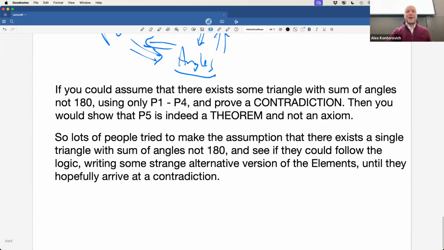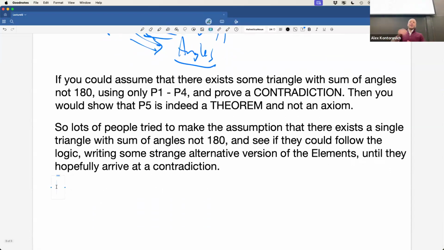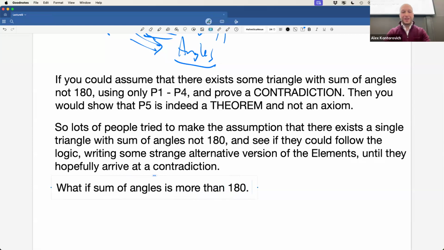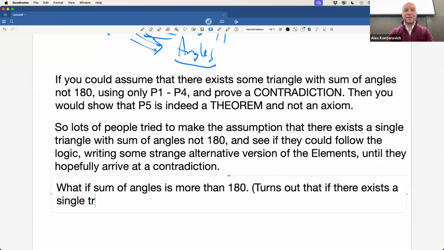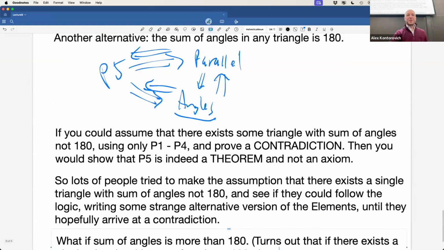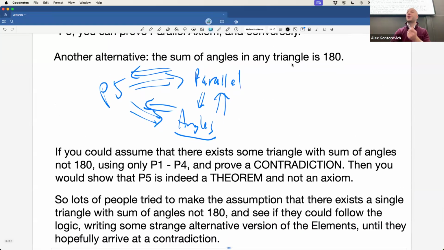Okay. So if it's not 180, then it's either more than 180 or it's less than 180. Okay. What if the sum of angles is more than 180? By the way, it turns out you only need a single triangle. Let me write this out. Now, it turns out that if there exists a single triangle with sum of angles equal to 180, then you can prove the parallel postulate. It's the parallel postulate, or the fact that this alternative statement is that the sum of angles in any triangle is 180.